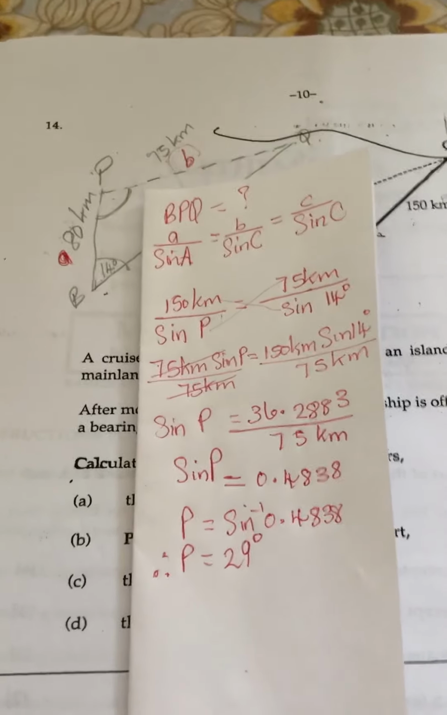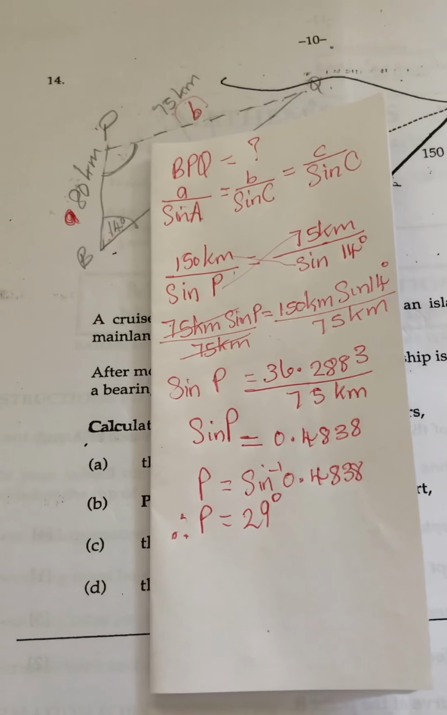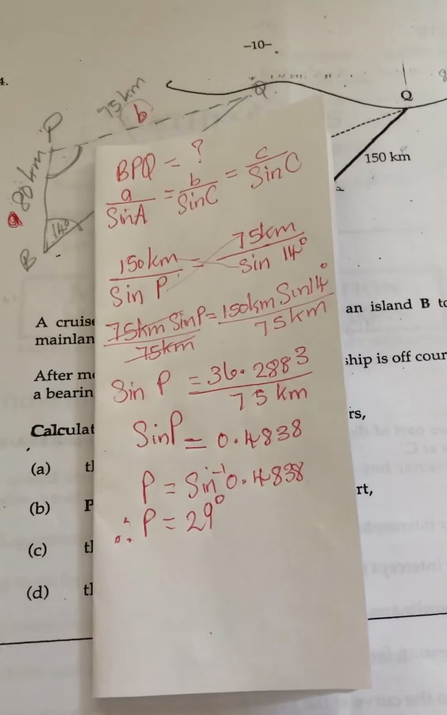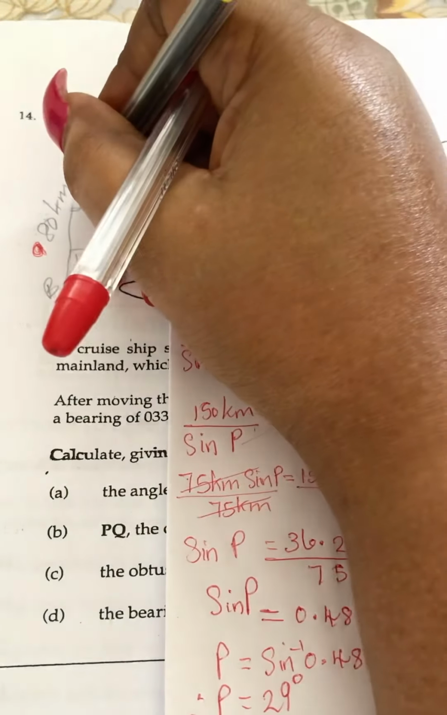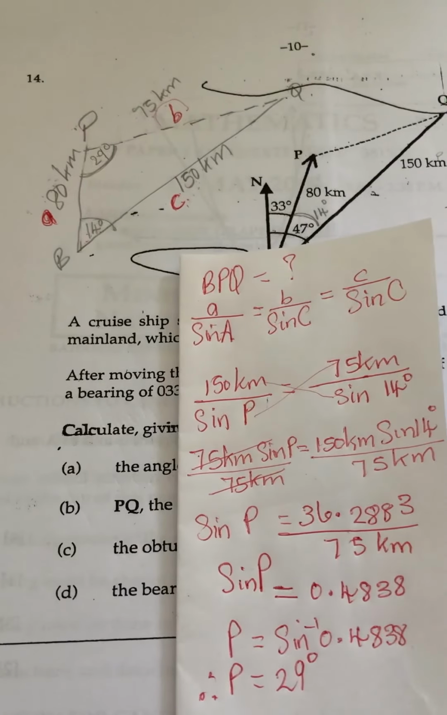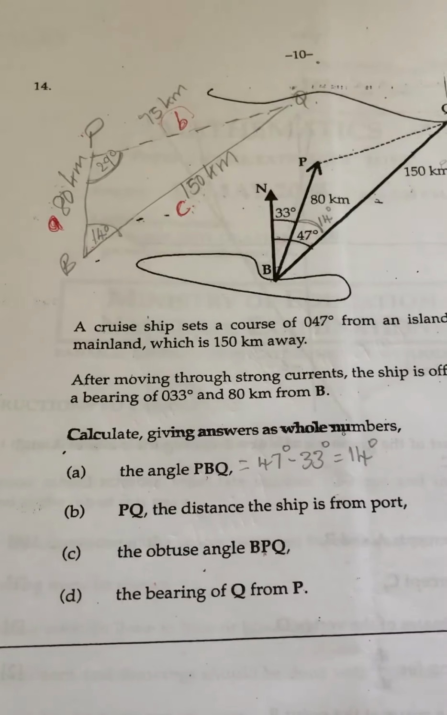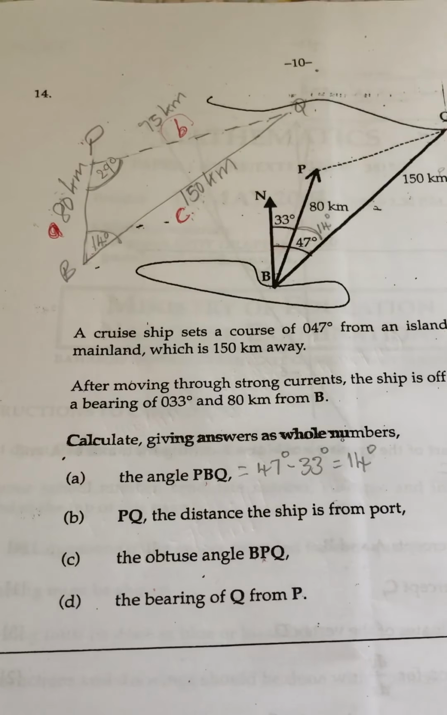If you are confused, you believe you have doubts, pause the video, review, look at additional resources. You do what is necessary. You may also ask me to provide you with additional examples, and I will do so as soon as possible. So now I know that this angle is 29 degrees. Good. So my part D is for the bearing of Q from P.